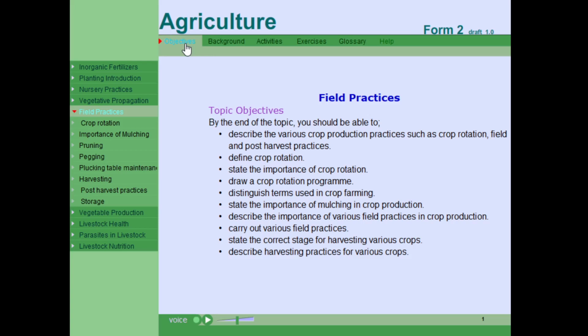Distinguish terms used in crop farming. State the importance of mulching in crop production. Describe the importance of various field practices in crop production. Carry out various field practices. State the correct stage for harvesting various crops and describe harvesting practices for various crops.